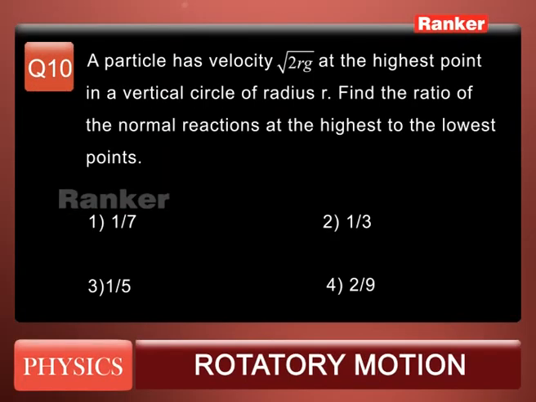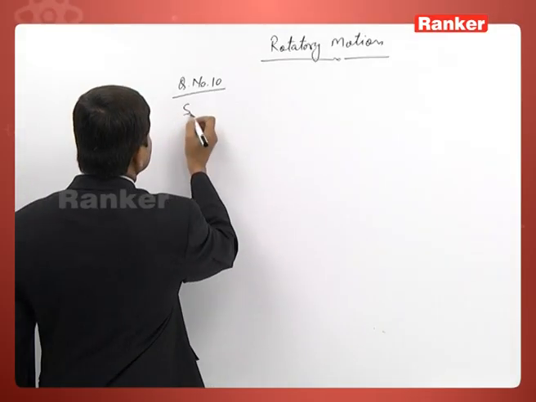Question number 10. A particle has velocity root over 2 rg at the highest point in a vertical circle of radius r. Find the ratio of normal reaction at the highest to the lowest point. First option 1 by 7, second option 1 by 3, third option 1 by 5, and fourth option 2 by 9. See the method of solving the problem.